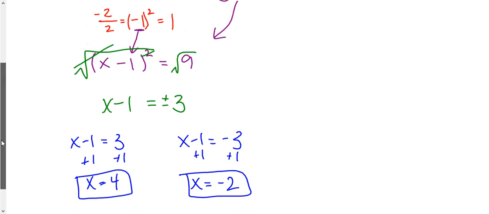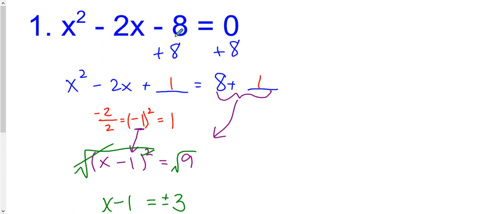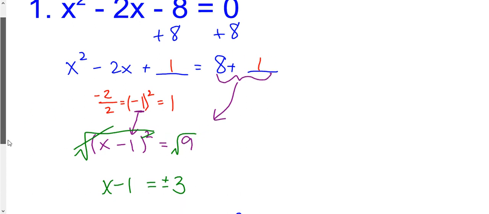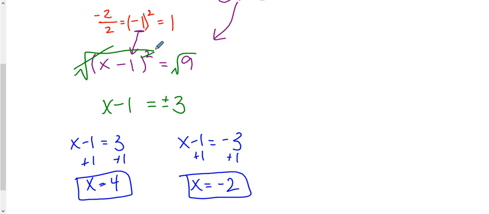Again, to recap, we move our constant to the other side and add blanks. We take our middle number, divide it by 2, and square it. That goes on both sides. Then I rewrite as x something squared equals whatever the right-hand side adds to, and then we're just solving for x. So I square root both sides, and then split that into two equations to solve for x.